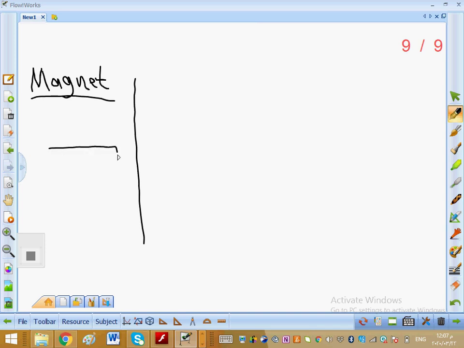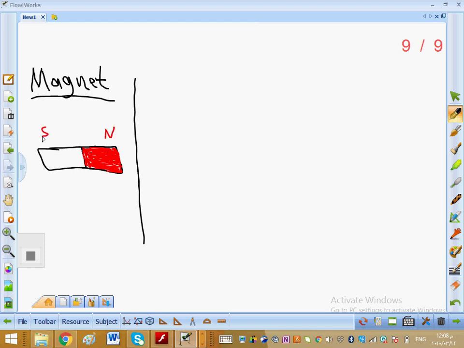This magnet includes two ends. So the magnet includes what? Two ends, which we call poles: north and south poles, like Earth. Magnetism is similar in meaning to this. So it includes two ends, north and south.